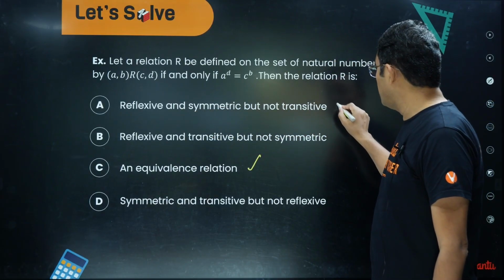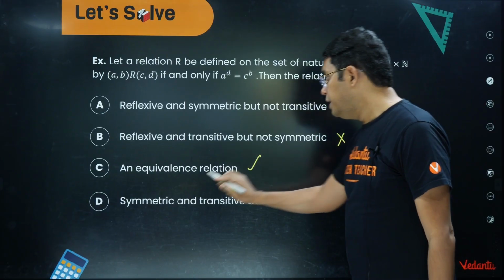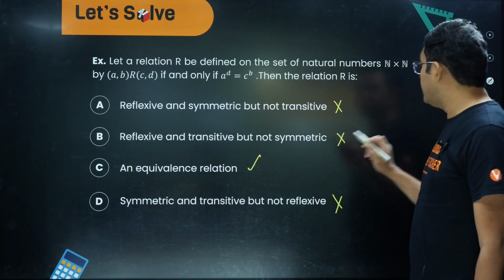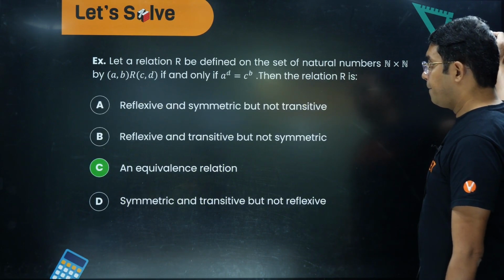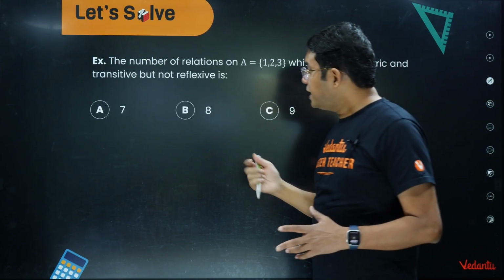Reflexive and symmetric but not transitive is wrong. Reflexive and transitive but not symmetric is wrong. And this is also wrong. So the only correct option here is C. Now coming to the next question.